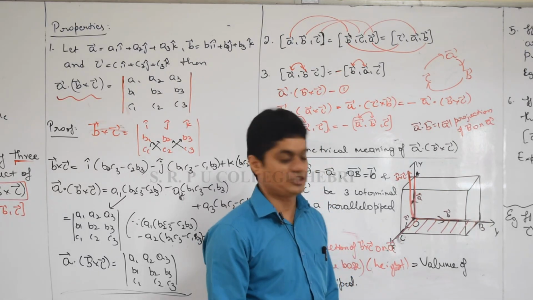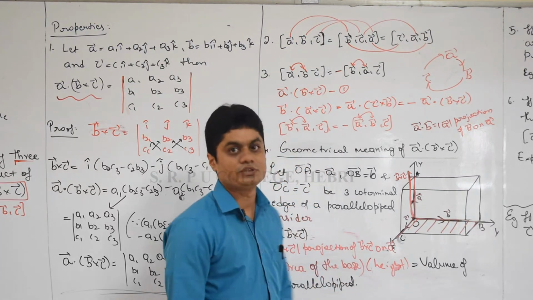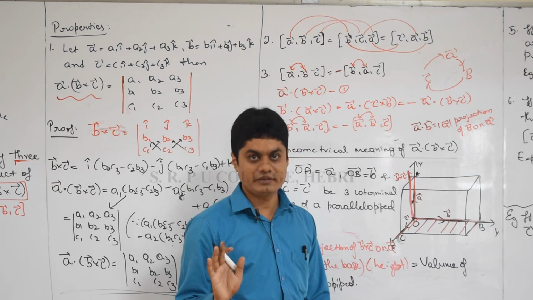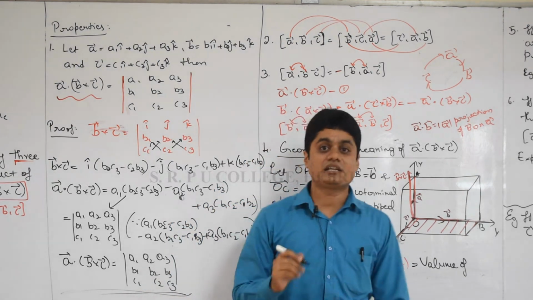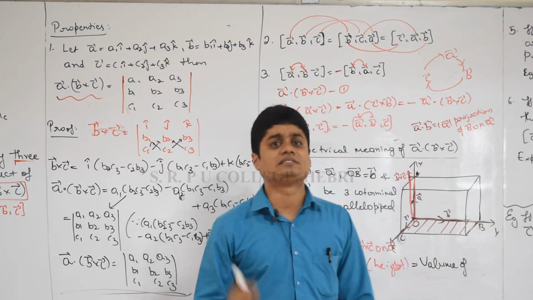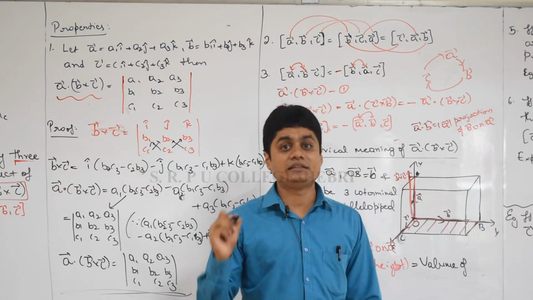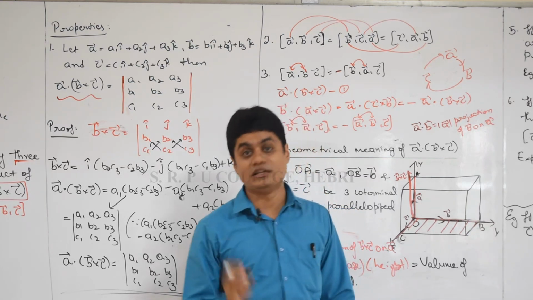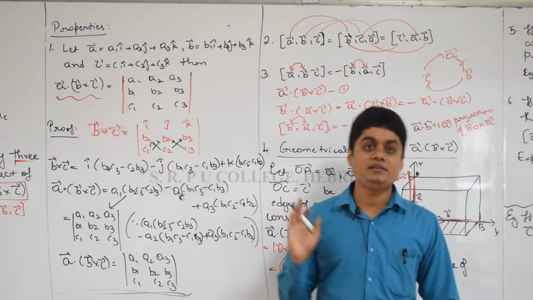Area of the base into height represents the volume of the parallelepiped. Got it, what I'm telling? So remember, vector A dot B cross C, the scalar triple product of three vectors, always represents the volume of the parallelepiped. A parallelepiped is the three-dimensional picture of a parallelogram. Volume, not area, because it is three-dimensional. Volume of the parallelepiped with the co-terminal edges vector A, B and C.